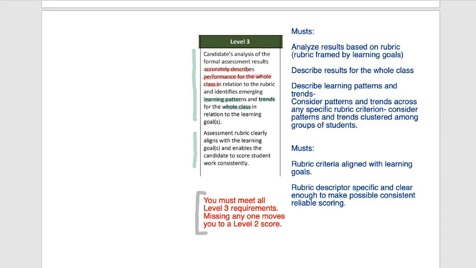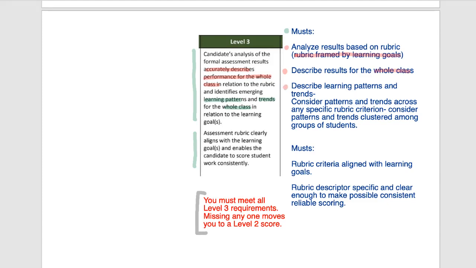So the musts for this rubric: you want to analyze results based on the rubric. Remember, you have a rubric for self-assessment, for informal assessment, and here, importantly, for formal assessment. And of course, from the get-go, you want to make sure your rubrics are written in relation to the learning goals. Think about the rubric descriptors as mirror images of your learning goals. You want to describe the results for the whole class. You want to describe learning patterns and trends.